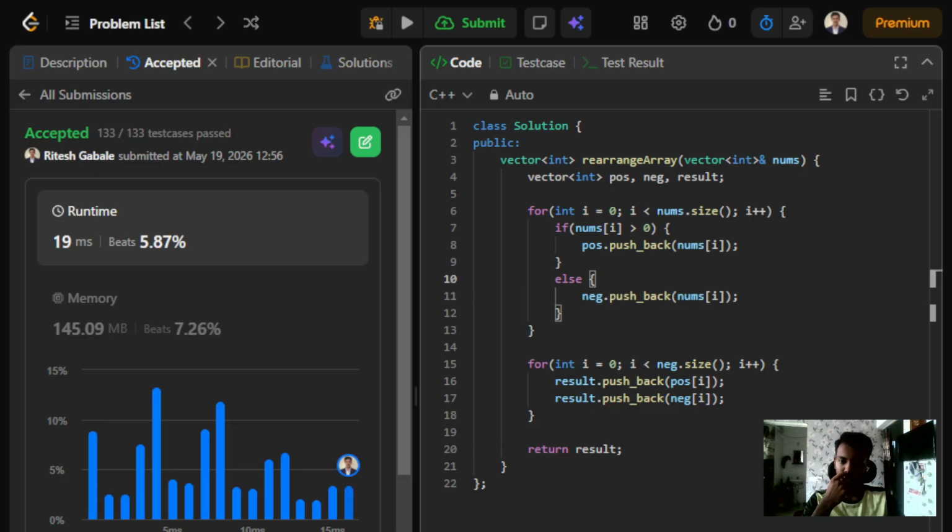Alright, so I hope you guys understood the solution. Still not the worst time complexity. I hope you understood the solution and the approach, and I'll see you next time.